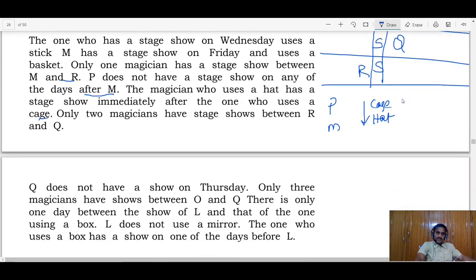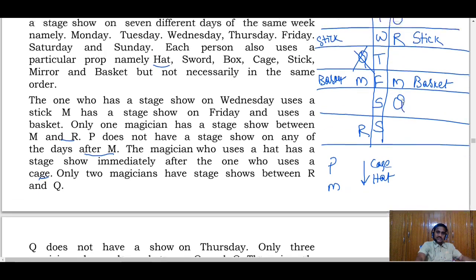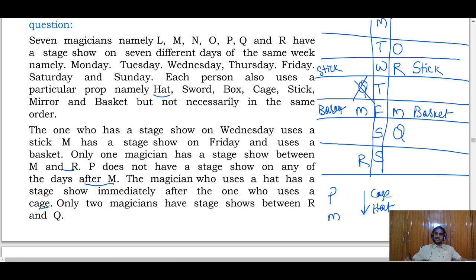Then there is only one day between L and the one who uses a box. Between L and box there must be exactly one. L and box in any order. Wherever L is, there is no chance for box to fit here. If L is placed elsewhere, box could be anywhere, but that does not work. Hence L must be on Thursday. Box can be either on Saturday or Tuesday.